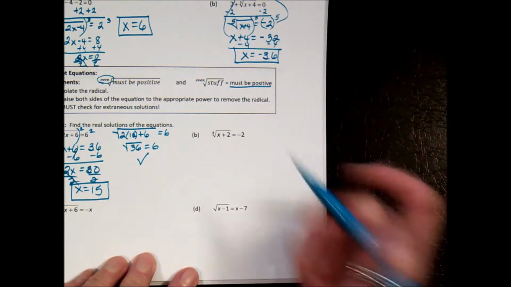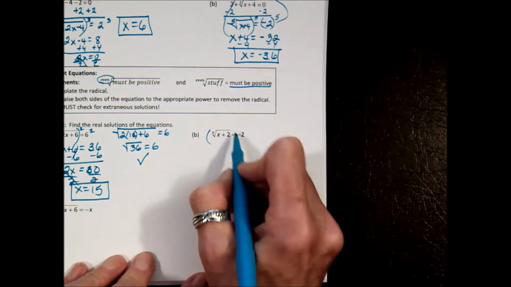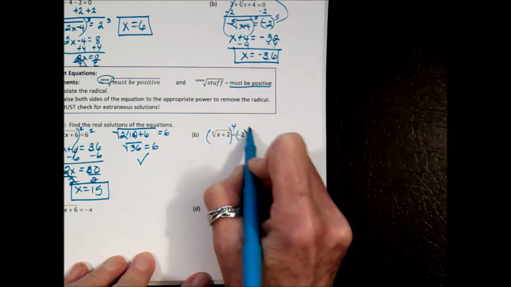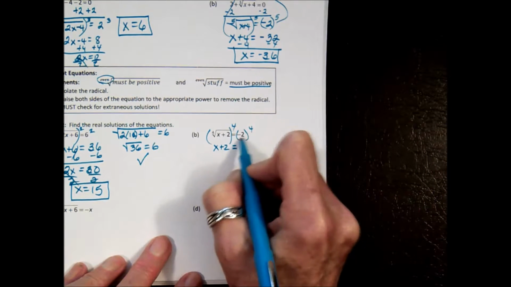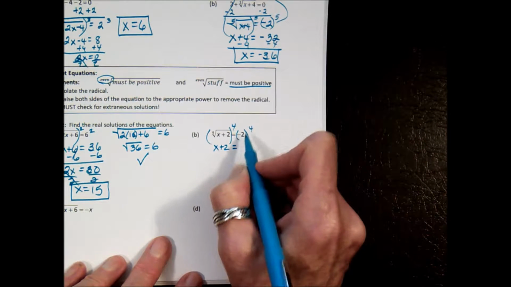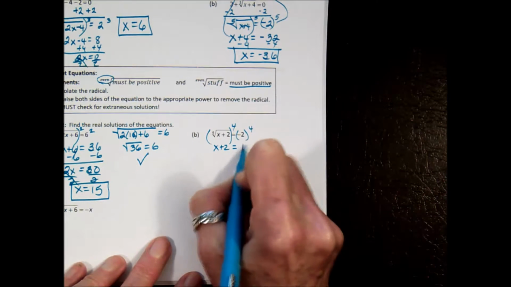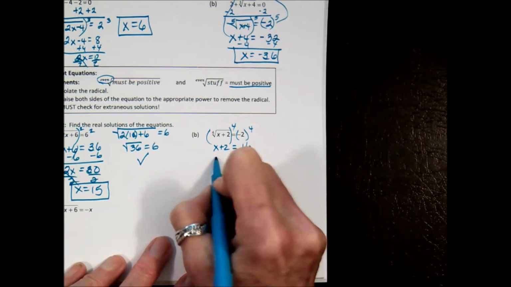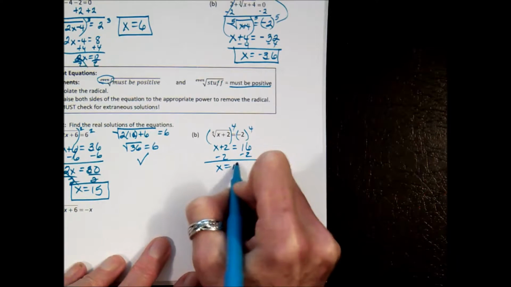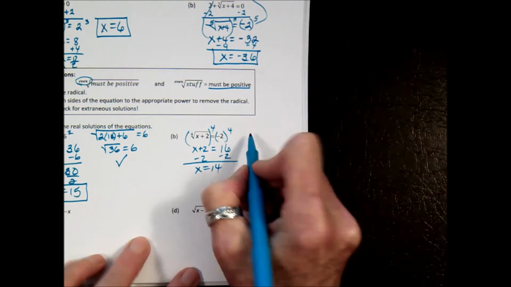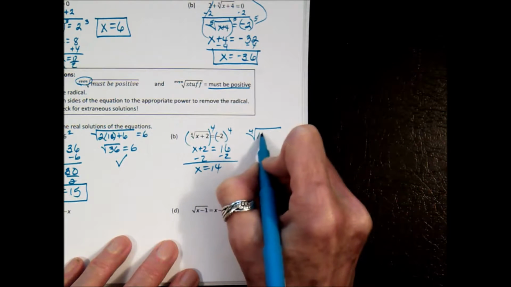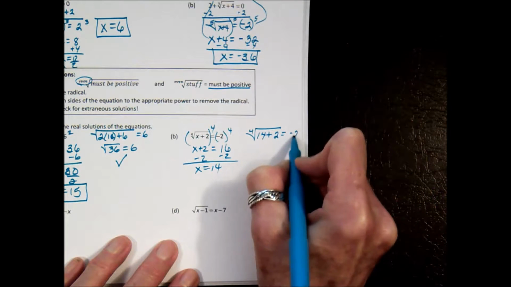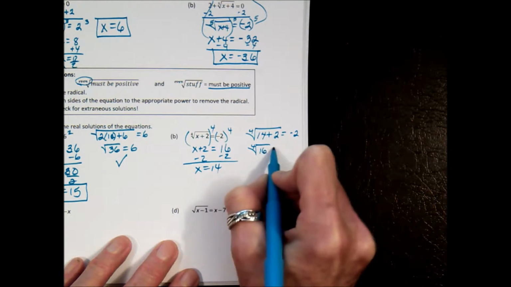Now don't assume just because that one did that all of them will. This one, the radical is isolated. So we're going to raise it to the fourth power on both sides. That gives me x plus 2 equals a negative raised to an even power is a positive, and negative 2 to the fourth power is positive 16. Subtract a 2, and I get x equals 14. Have to check. So the fourth root of x, which is 14 plus 2, equals negative 2. Is the fourth root of 16 equal to negative 2?